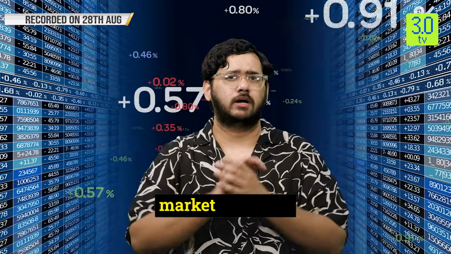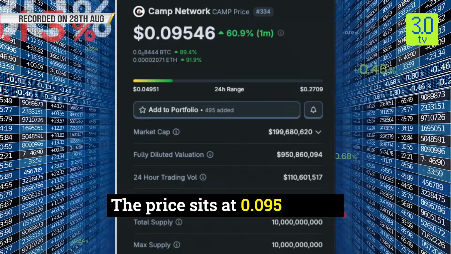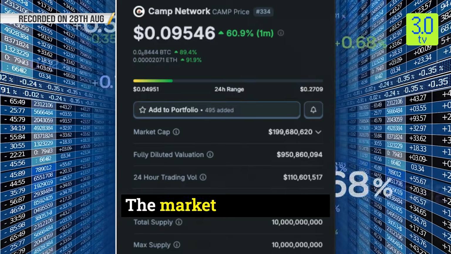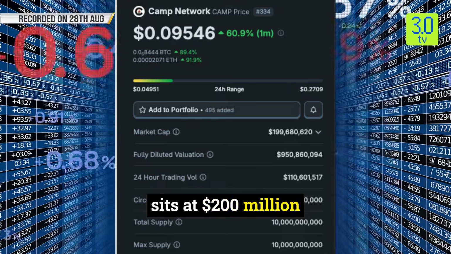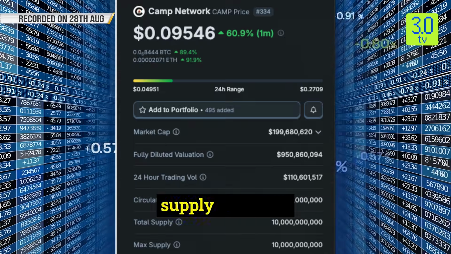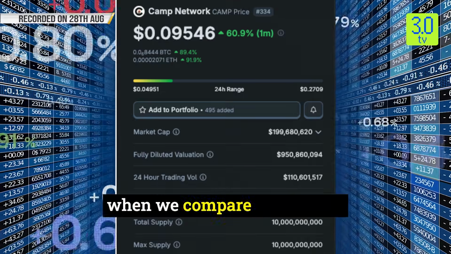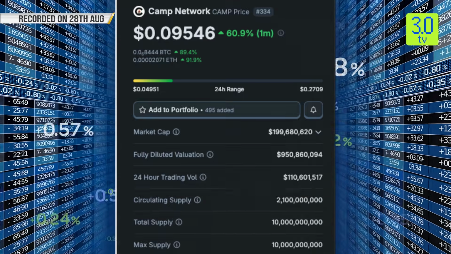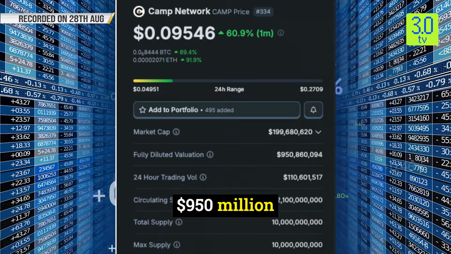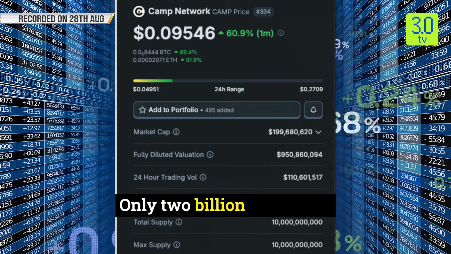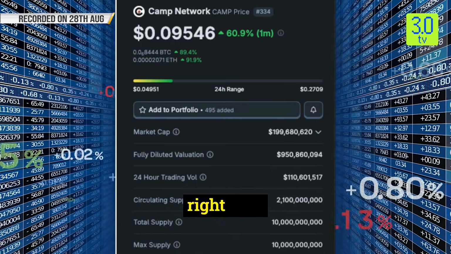So let's quickly look at the market snapshot. The price is at $0.095. It's ranked 334 by market cap. The market cap currently sits at $200 million. The circulating supply is 2.1 billion CAMP tokens. The fully diluted value is $950 million, for a total supply of 10 billion CAMP tokens. Only 2 billion tokens out of 10 billion are circulating right now.